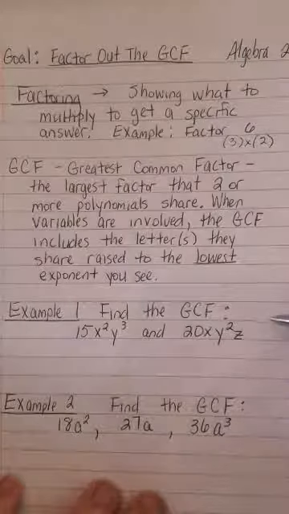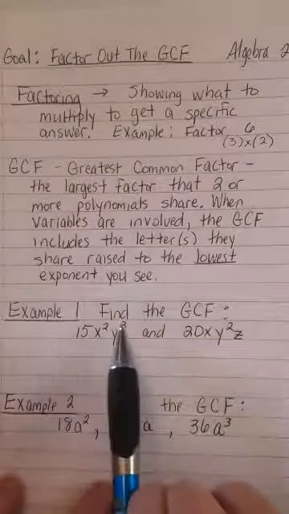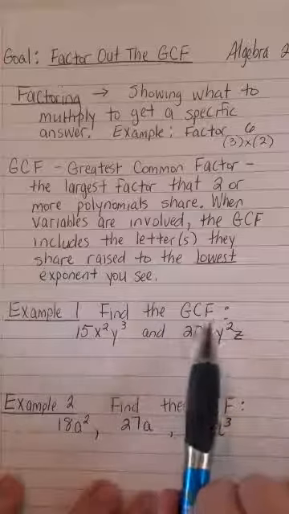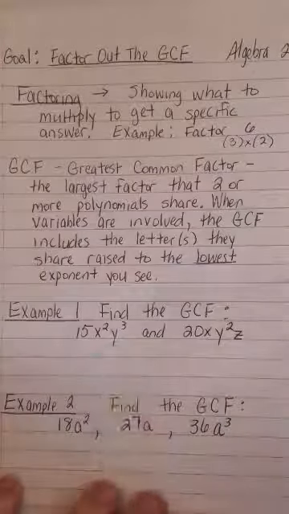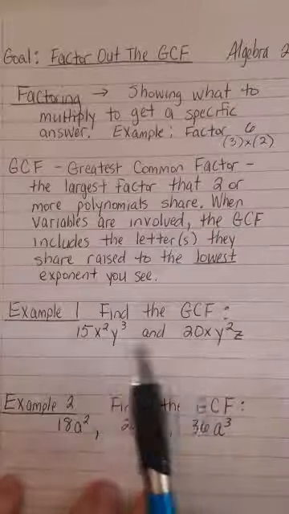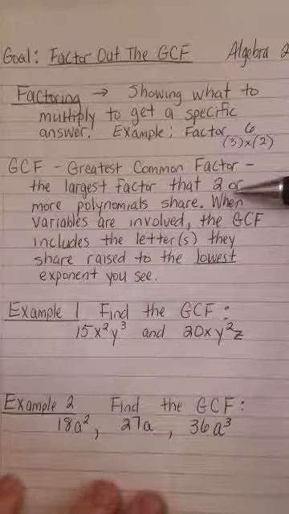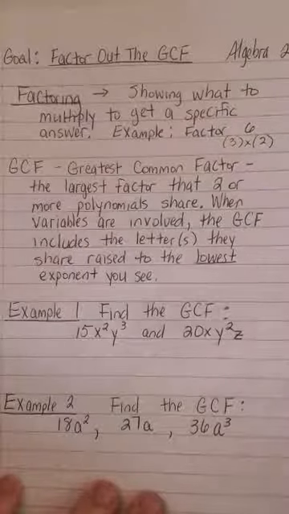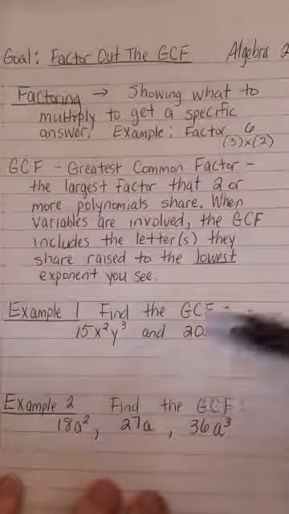All right, on example 1, look at the directions. It says find the GCF. All we're doing here, we're not factoring anything. All we're doing is finding the greatest common factor between these two terms. And that's what this does back up here. It shows you how to find the greatest common factor between two algebra expressions.